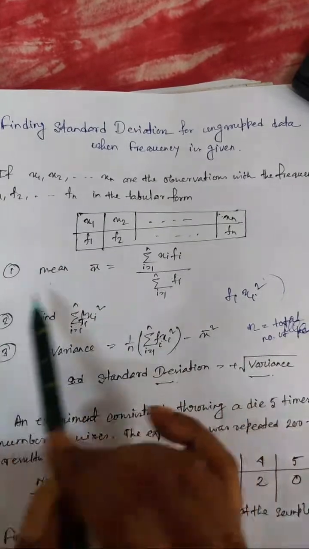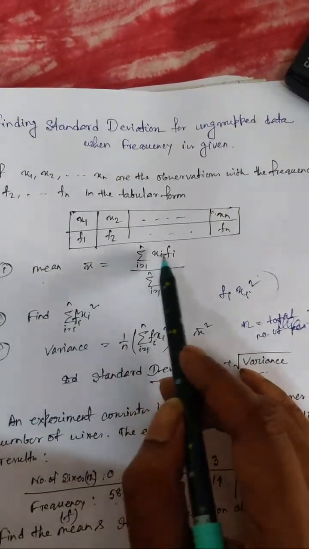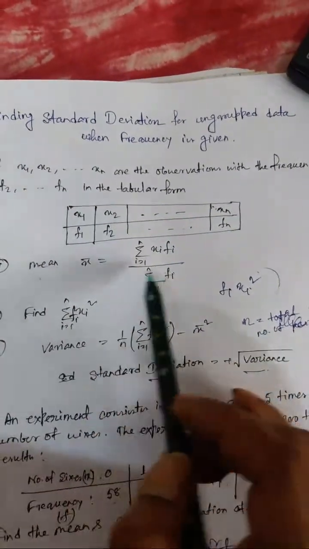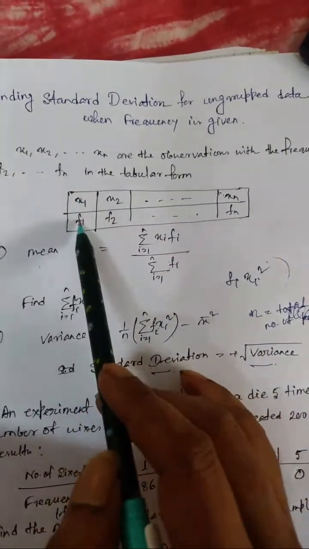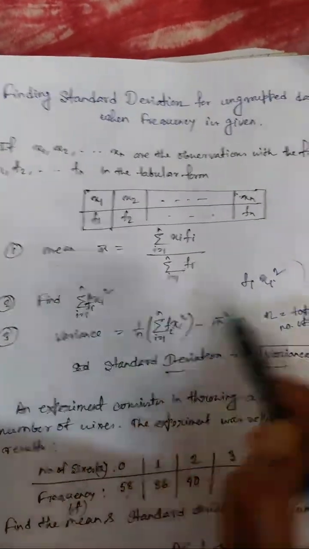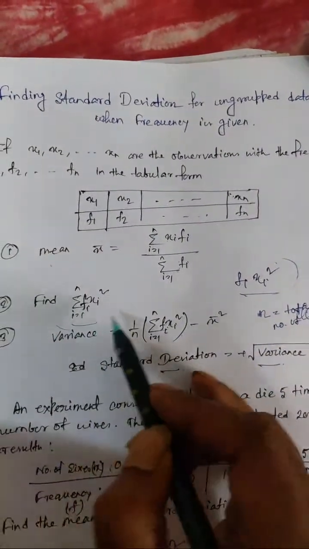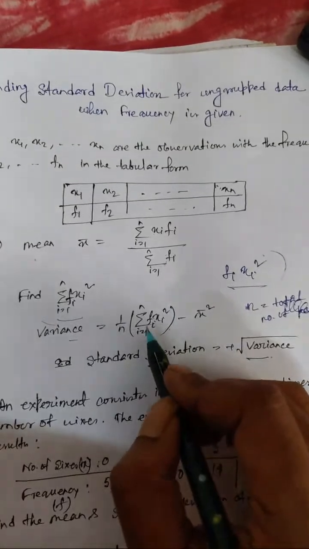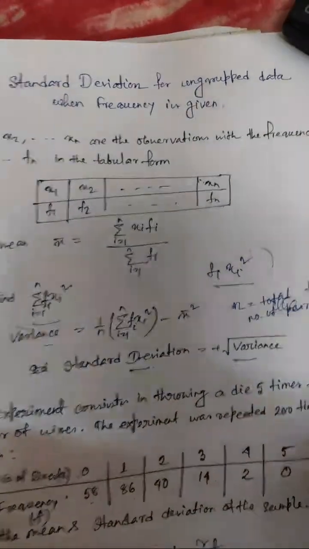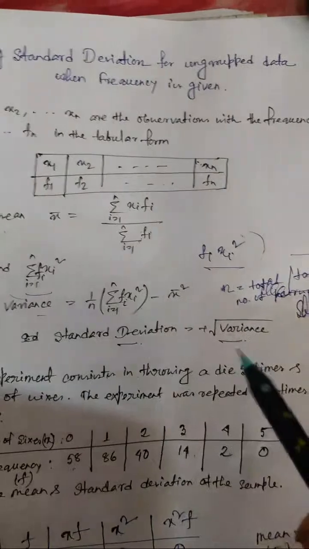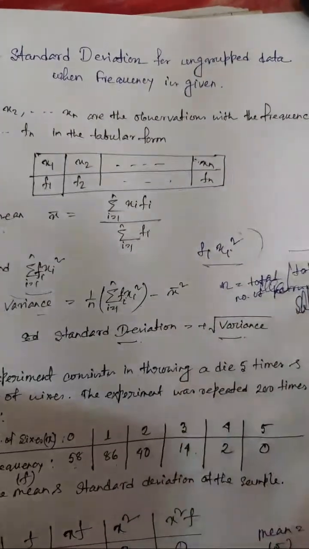First we have to find the mean x bar, that is summation xi fi by summation fi, and here xi fi means x1 into f1 plus x2 into f2, and so on. Then we have to find fi xi square. Then we have to find the variance, that is 1 by n summation over i equal to 1 of fi xi square minus x bar square, where n is the total frequency, that is the sum of all frequencies, and the standard deviation is the positive square root of variance.